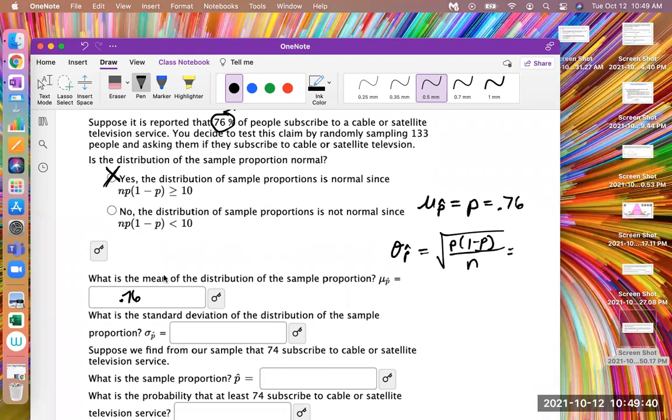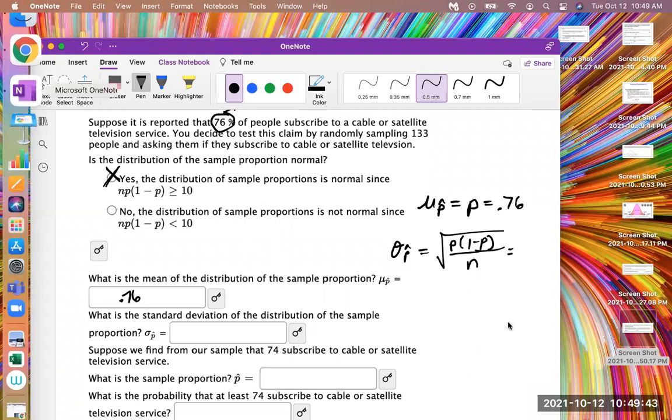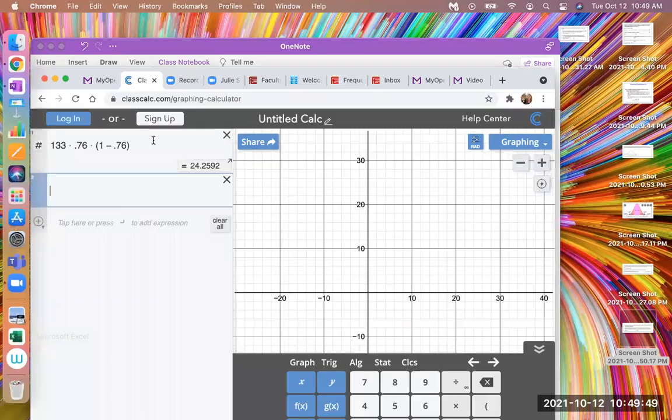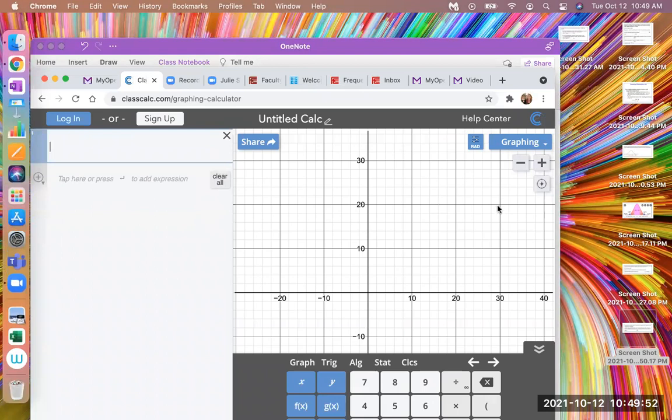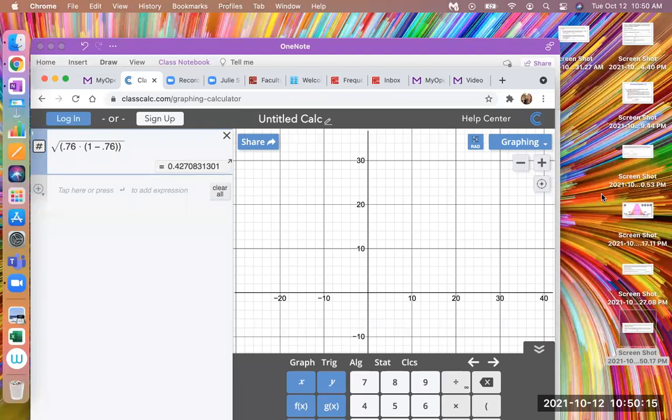And then the second part. This can be a complicated thing to input, so let's see how I do it. It's the square root, so I'm going to put in SQRT. I'm going to put in parentheses 0.76 times 1 minus 0.76, and then one more parenthesis there. So I put all the numerator in parentheses so the calculator knows. And then I put divide by. Now it still knows that I'm under the square root.